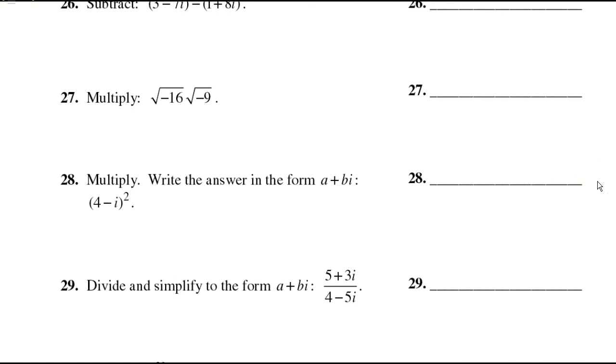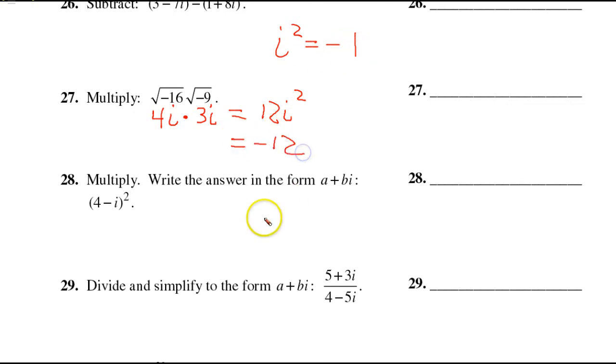Now, when we do something like number 27, we have to say this is 4I times 3I. We can't just multiply these together. We have to do it this way. So this then becomes 12I squared. And we have to remember that I squared is a negative 1. So negative 1, we never leave an answer with I squared. We always convert it to a negative 1. So this becomes a negative 12.